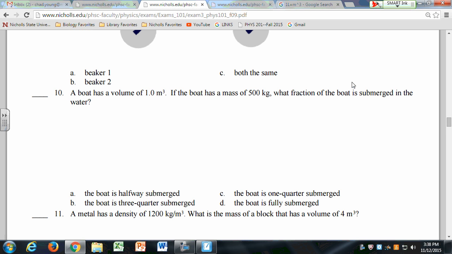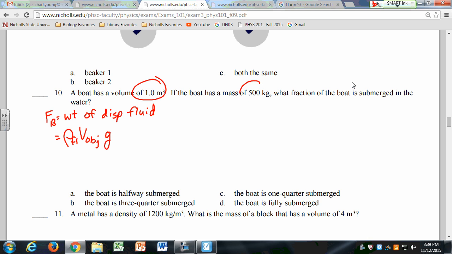Okay, let's look at this. Archimedes' principle. Remember, Archimedes' principle says that the buoyant force is equal to the weight of the displaced fluid. Every object that's inside a fluid displaces a certain amount of that fluid, and the buoyant force is equal to the weight of that amount of displaced fluid. So that's the density of the fluid times the submerged volume of the object, times g. Here, this boat has a volume of 1 cubic meter, and the mass is 500 kilograms, and I want to know what fraction of the boat is submerged in the water.